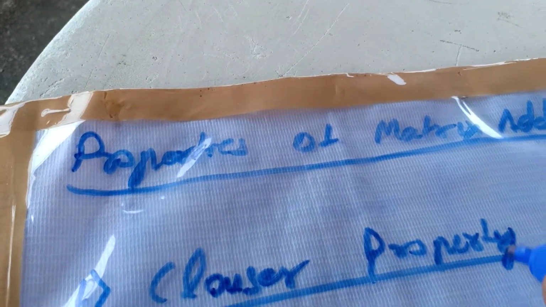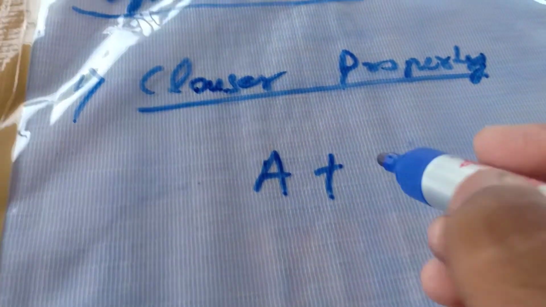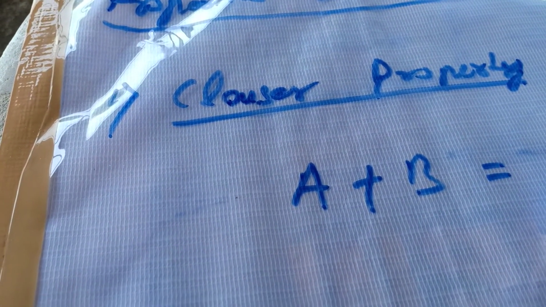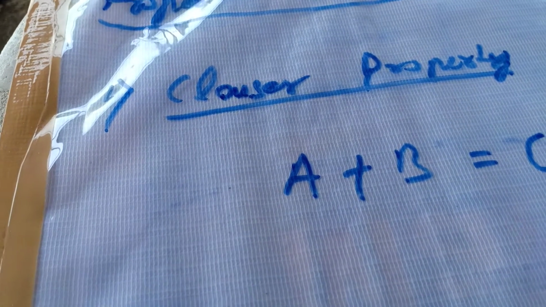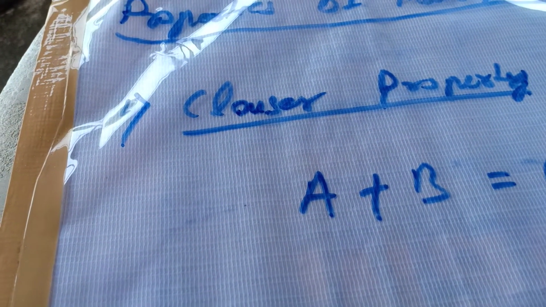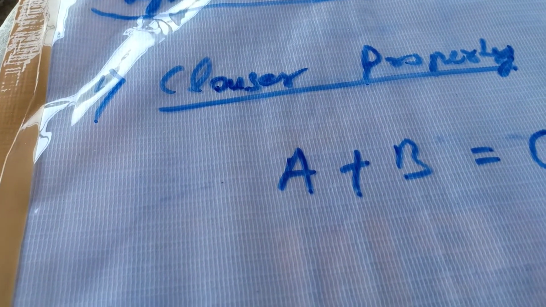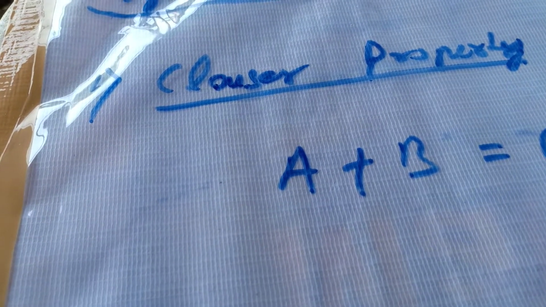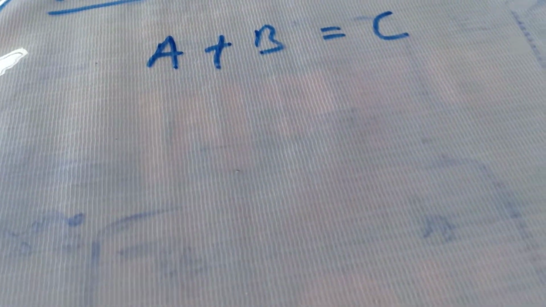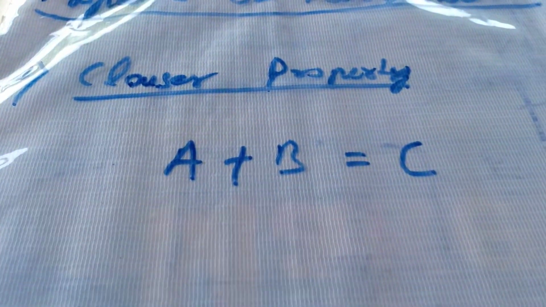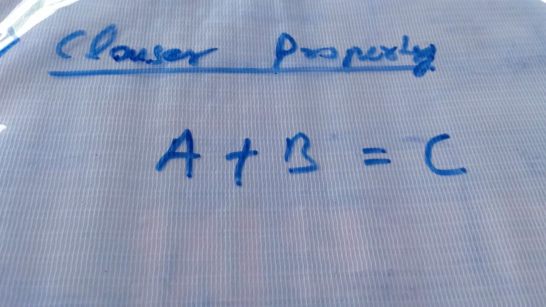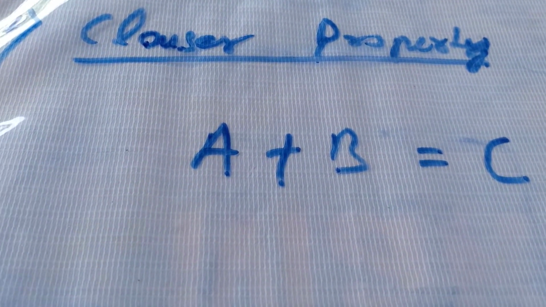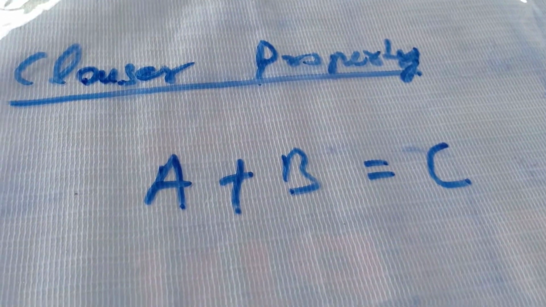What is the closure property? Suppose A is a matrix, as I said, always a capital letter, and B is another matrix. If you add, you will get another matrix only. Suppose A and B are two matrices, you will get a matrix C, of the same order. Already during the addition process, I explained that when we add two matrices, we get another matrix only, not any scalar or number or anything else. That is what is called the closure property.